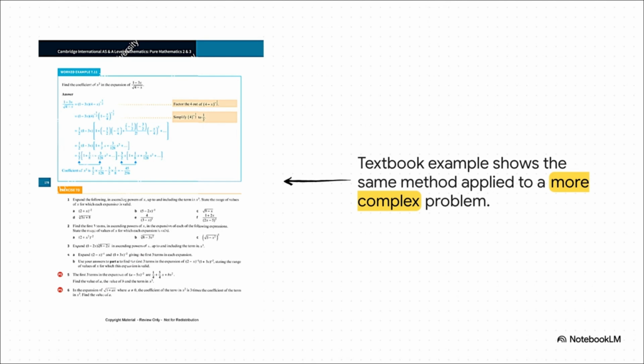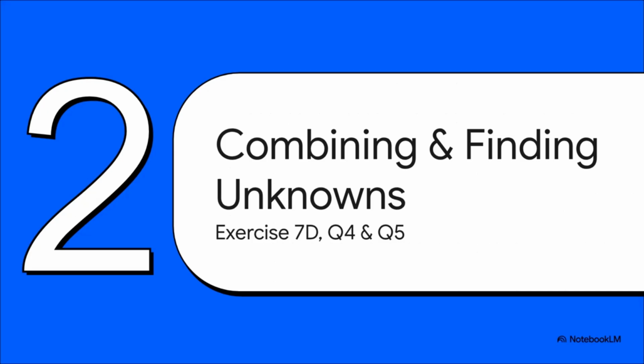And you can see here in this textbook example, the same logic applies even when things get a bit more complex. Here they're multiplying an expansion, but look at how it starts. It's the exact same first step. You've got to get it into that 1 plus u form. So they factor out that 4 from under the square root, and boom, you're on your way using the same method.